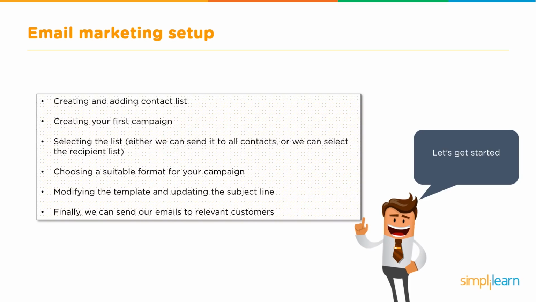So we added our contacts to the list. We set up the campaign. We selected the list. We chose the format. We modified it with a good subject line, with some good messaging. And then we're going to schedule that email campaign. So that's the checklist to go off of, okay?